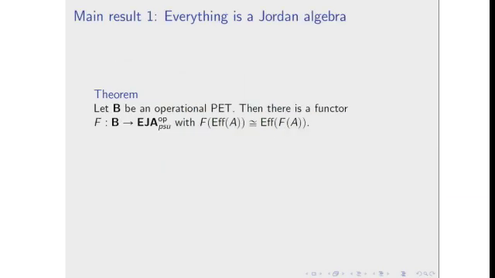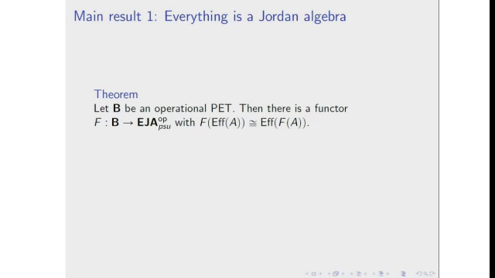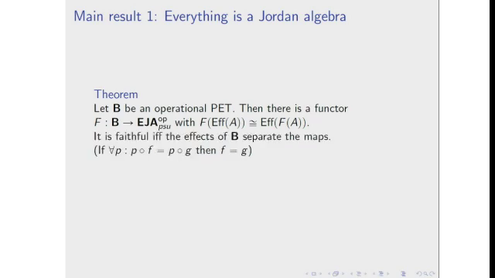And then my first main theorem is that if I have an operational pure effect theory, so a nice effectus which is operational, then it's basically a Jordan algebra. I have this functor which maps effects isomorphically to the effects of a Jordan algebra. And this functor is faithful if I have enough effects to separate all the maps in my category. So it's like saying an operational pure effect theory is a Euclidean Jordan algebra.